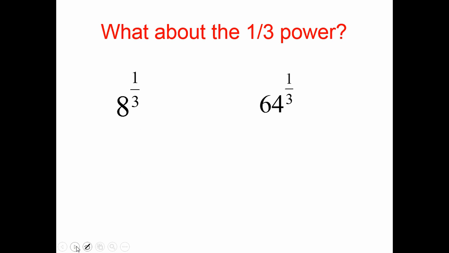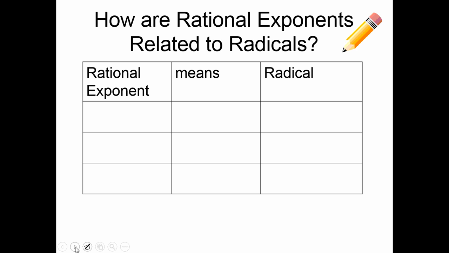And the same idea holds true with a 1/3 power. This would be the same thing as a cube root of 8. The 3 is the index saying what type of root it is. And this would be 64 in the cube root sign. So roots and rational exponents have this relationship. Let's sort of summarize this part in our notes.